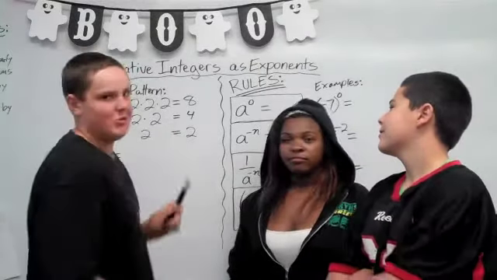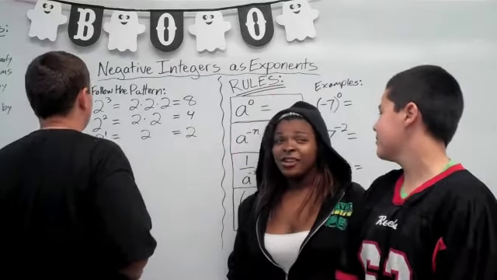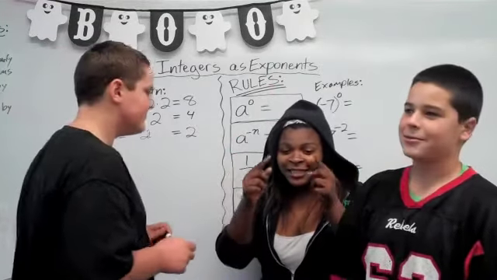Negative integers as exponents. Wait a minute. If the exponent is negative, doesn't that mean the number's negative? No, it just means it's really, really, really small.